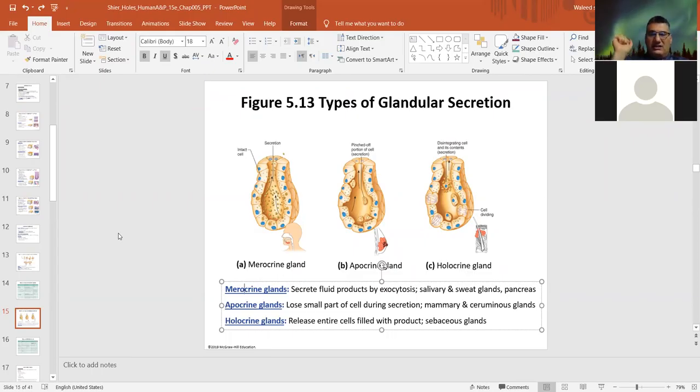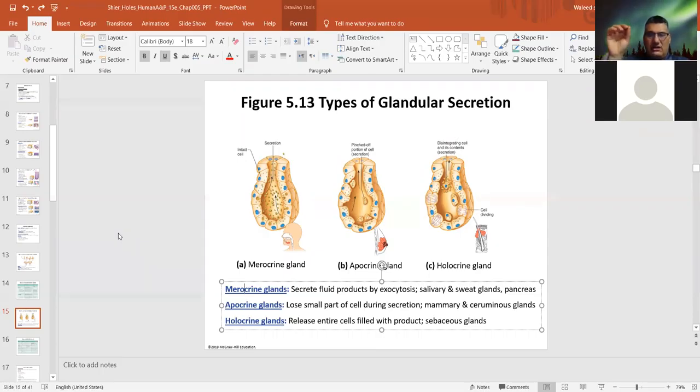And the example of that is the mammary gland and ceruminous glands. Ceruminous glands are the glands that secrete cerumen inside your ears. Cerumen is the earwax. So what happened to these glands? The cells make the cerumen, or make the earwax, and lose the top part of it every time it makes the secretion.